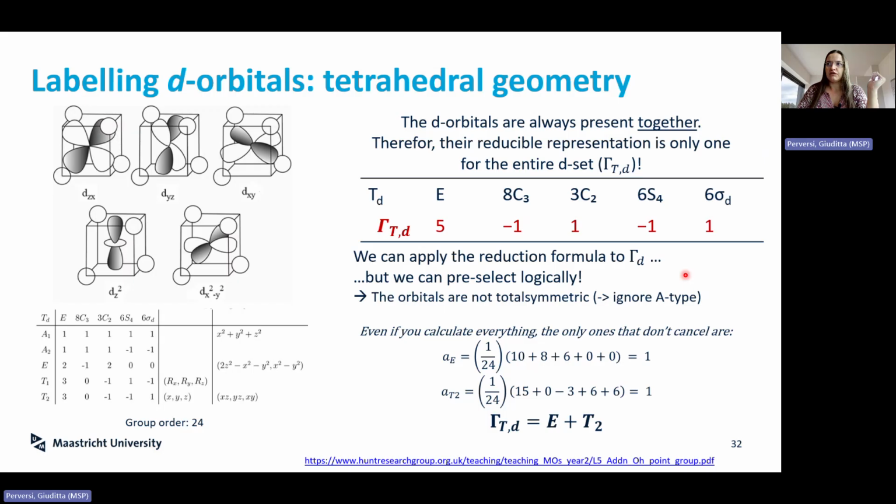If we apply the reduction formula, we can, once again, ignore the total symmetric representation. It is impossible that these orbitals are total symmetric, so they just decompose against the other representation. In tetrahedral, if you actually apply the reduction formula, you end up with an E set and a T2 set. Note how you don't have the G labels because a tetrahedron does not have a center of inversion. So these ones need to be separate of each other.